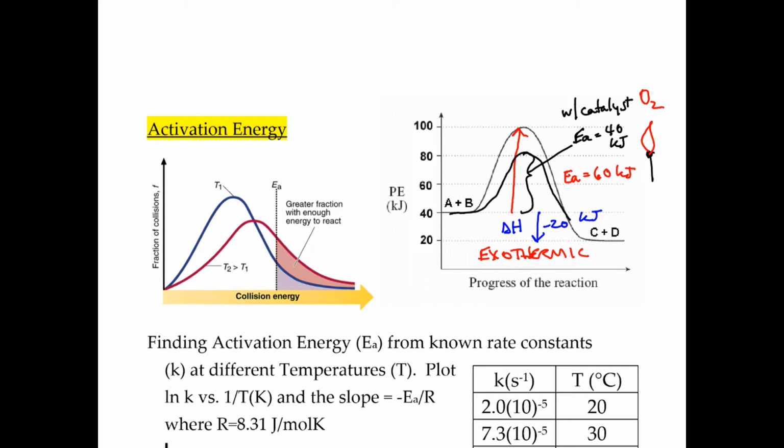You'll notice, however, that the delta H will still be negative 20 because you have not changed the beginning or the end. The beginning is still 40. The end is still 20, so you're still at negative 20 for your delta H as well.